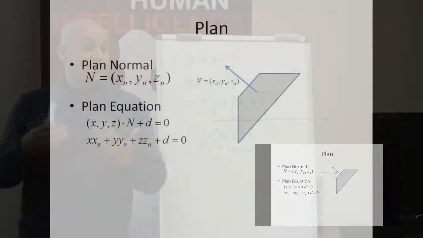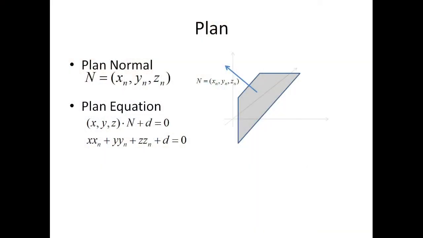The plane is very easy to represent by its normal, which determines most of the properties of the plane. So if we have a plane, we can easily write the equation of the plane as (x, y, z), the canonical terms, dot product with the normal, plus d, where d determines the elevation of the plane. This could be written as x·xn + y·yn + z·zn + d.